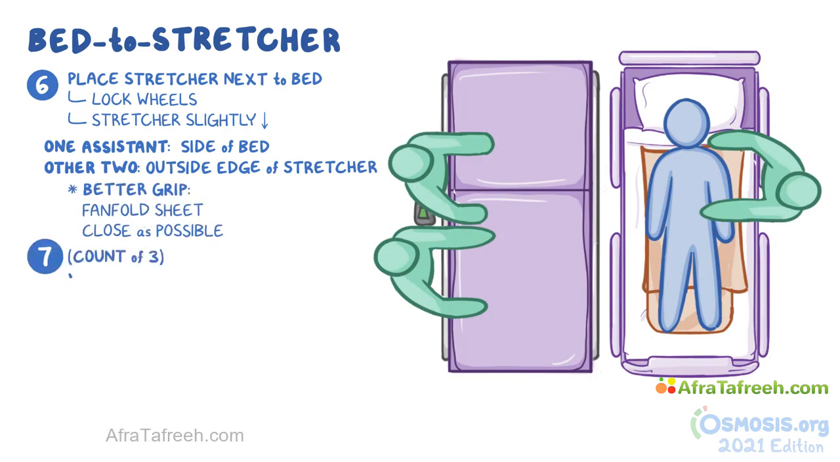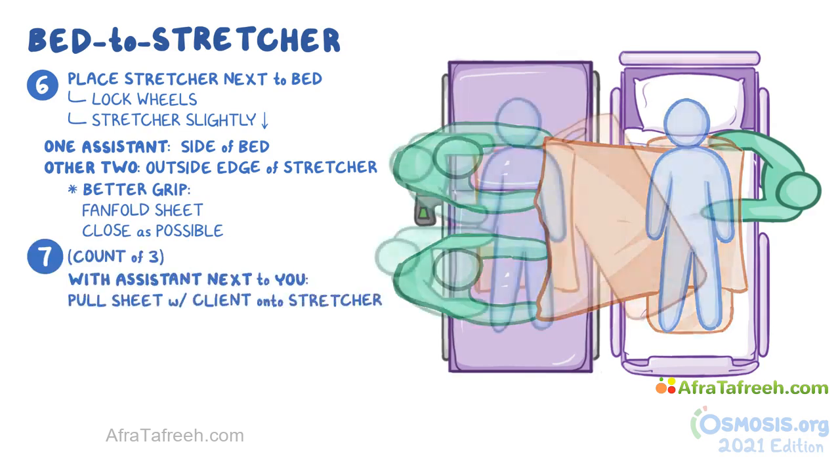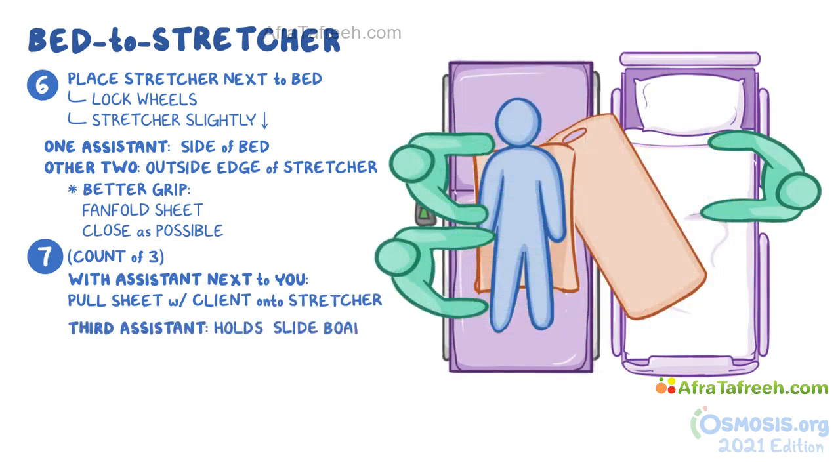For a better grip, fan fold the lift sheet as close as possible to the client's body. On the count of 3, with the help of the assistant that's next to you, pull the sheet with the client onto the stretcher, while the 3rd assistant holds the slide board. Finally, make sure that the person is in good body alignment.